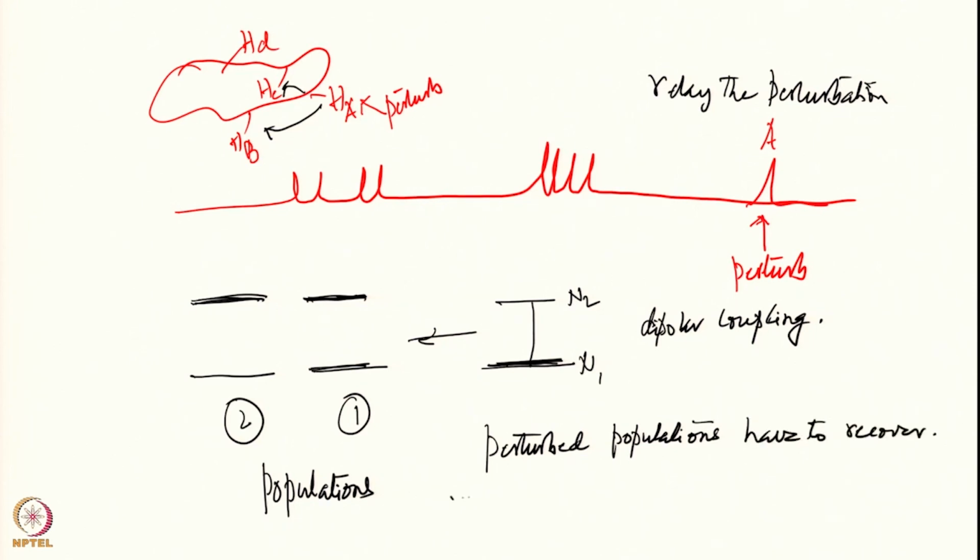And this happens by spin lattice relaxation. Because of the spin lattice relaxation, there is a relay of the perturbation from one spin to another spin, and then it will show up in the intensity of this proton. Okay.